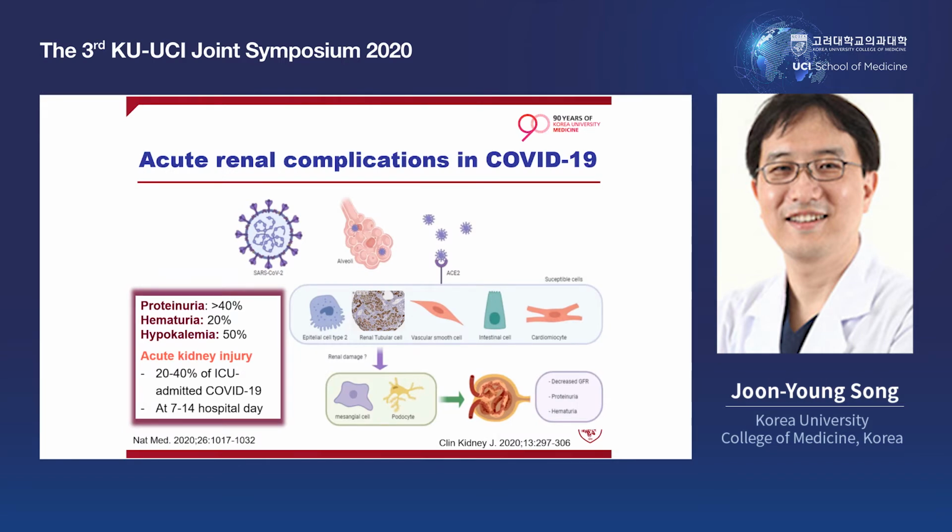Renal complications have also been reported in patients with COVID-19. SARS-CoV-2 virus can infect kidney proximal tubular cells with ACE2 receptors, so proteinuria and hematuria are very common renal manifestations. In particular, 20 to 40% of severe COVID-19 patients in the ICU are reported to develop acute renal failure within 1 or 2 weeks after hospitalization.